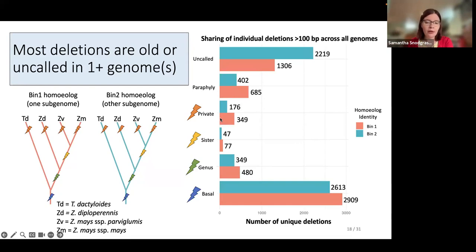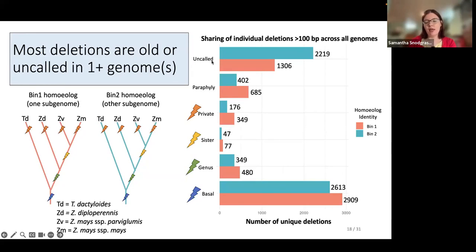We do see a bump in the private number of fractionation calls. And I would guess that is due in part to there just being more opportunities for something to be called private here versus sister or genus or basal. But I haven't really interrogated if one of the lineages has more private deletions or fractionation events than the others. So that is something I'm going to look at in the future.